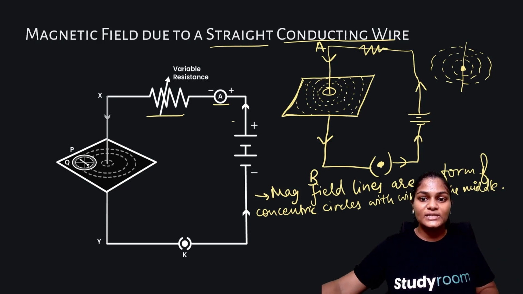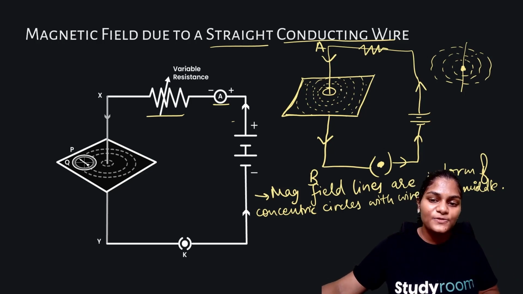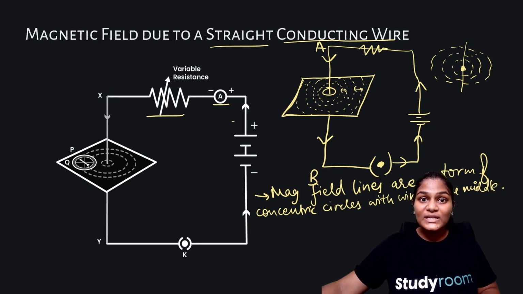You can see it here. Now what I've purposefully shown you here, look at this. These two field lines, how close they are, and these two field lines. So what does that mean?